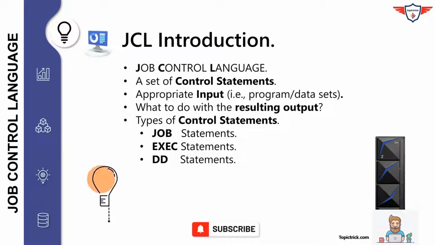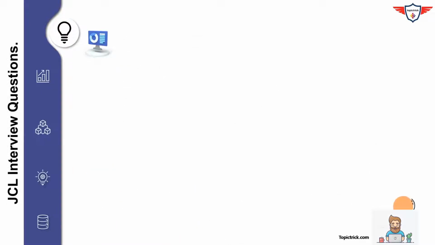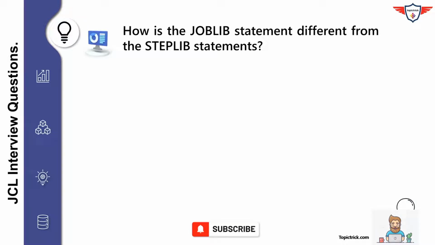JCL has three main types of control statements. First one is the job statement, to identify the unit of work the operating system is to perform. Second one is EXEC statements, depending on the number of job steps within the job. And third one is DD statements, to identify the input and output datasets. Now, let's get started with the top 10 JCL interview questions with answers.